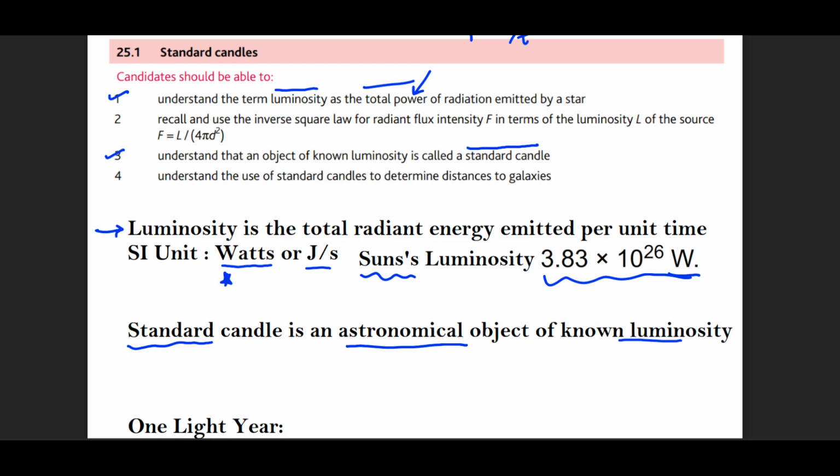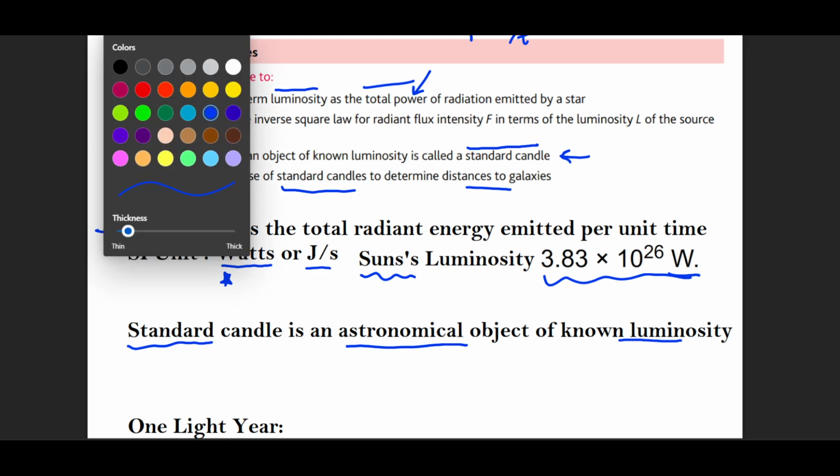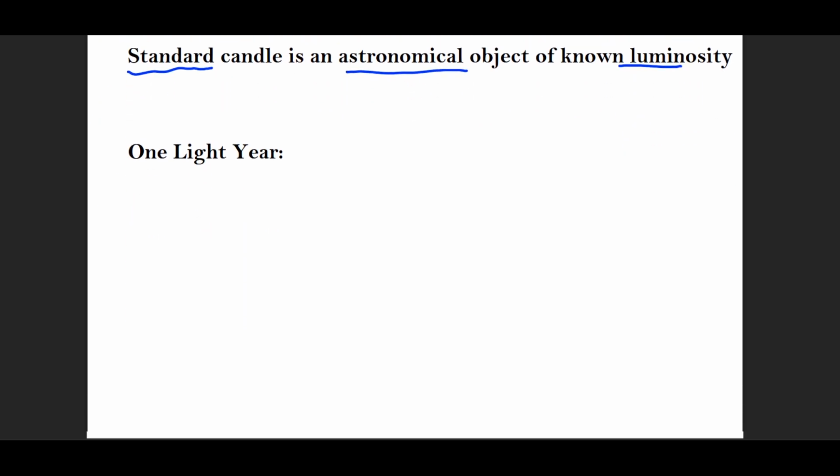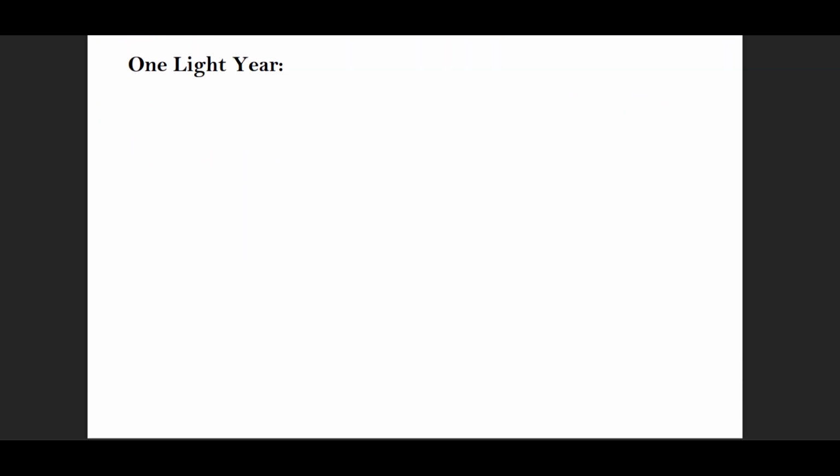Okay, so we understand point number 3 and the meaning of the standard candle. The last part is to use a standard candle to determine the distance of a galaxy. This will be at the end of the video. First, we need to move towards some basics we are going to use throughout this chapter. The first one is going to be the radiant flux intensity. This will be the next point. But before we get to that point, we need to understand what 1 light year is.